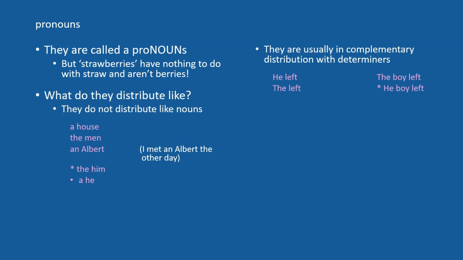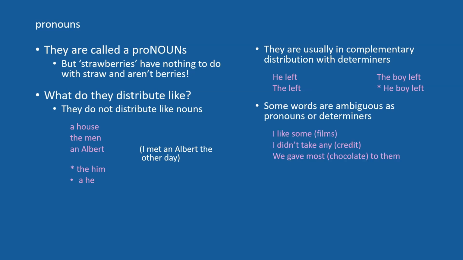Now, complementary distribution is usually taken to mean that two elements are trying to sit in the same position. And obviously, two things can't go into one position, so you've either got to have one or the other. You can't have both of them there. And if two things are trying to sit in the same position, they must have the same category, because it's category that determines the positions in which they sit. So the conclusion we come to from this observation is that not only are pronouns not nouns, they are actually determiners.